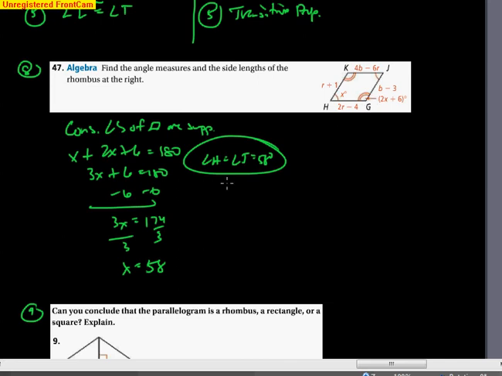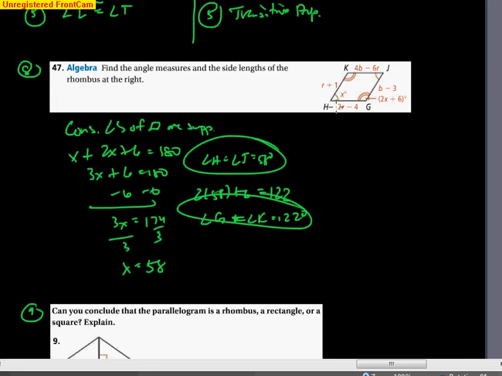So then to find the other one, 2x plus 6. So 2 times 58 plus 6, that's 116 plus 6, that's 122. So angle G is equal to angle K is equal to 122 degrees. So there's your angle measures, all because the consecutive angles are supplementary.